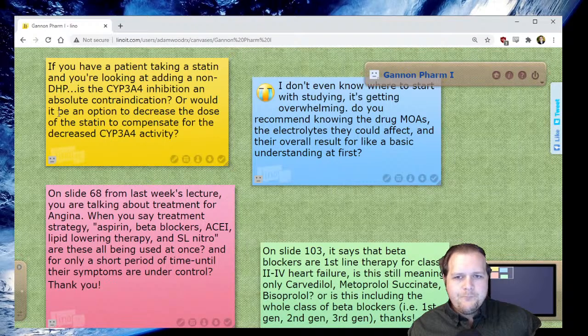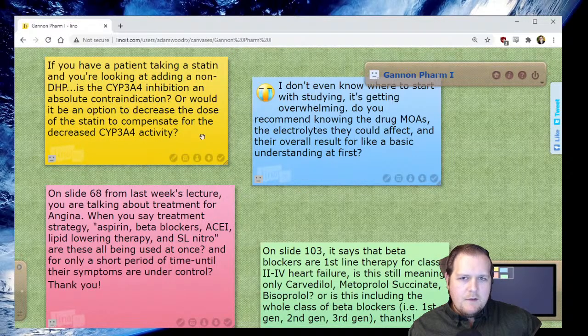On the other hand, though, could you switch them over to something that doesn't interact at all and still get the same statin effects? That's pretty reasonable as well. So you have either option available to you, but it really depends again on patient situation, costs, all kinds of things that fall into that.